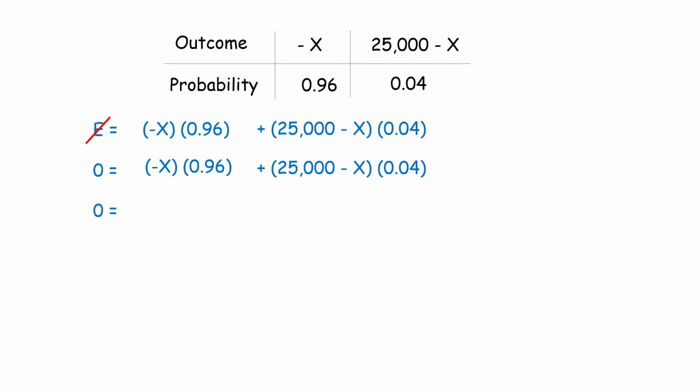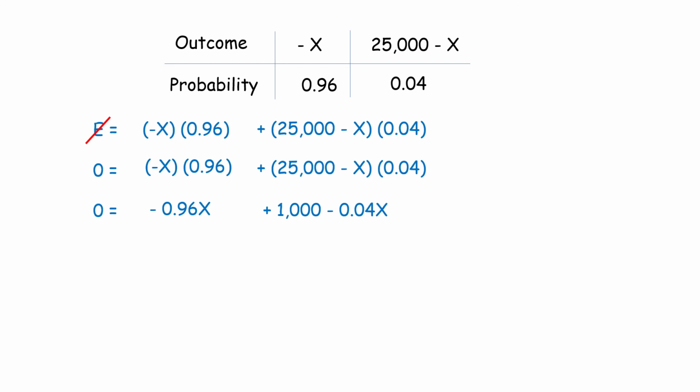We'll do a little bit of algebra. Multiplying the first two terms together, that'll be negative 0.96x. Now, for the 25,000 minus x times 0.04, we distribute that 0.04 to both terms. 25,000 times 0.04, that's 1,000. And then we distribute the 0.04 to the minus x, which would be just minus 0.04x.